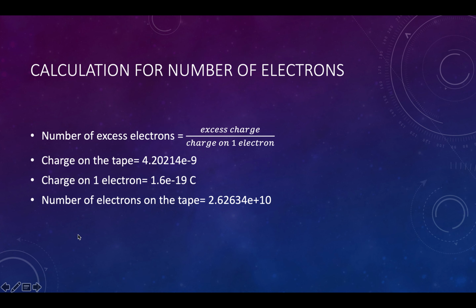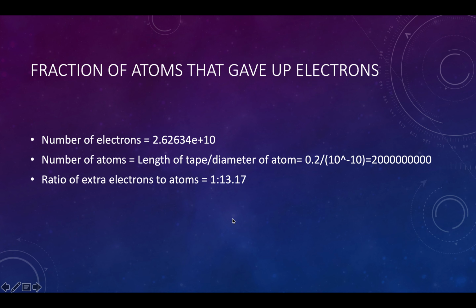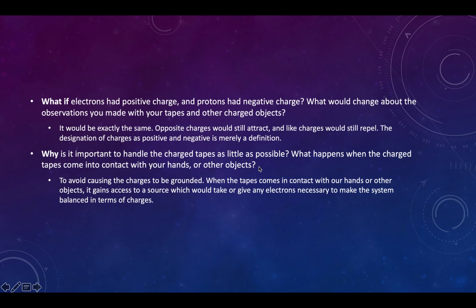To calculate the number of excess electrons, I basically just divided the excess charge by the charge of one electron to get the number of electrons on the tape. And for the fraction of atoms that gave up electrons, I took the ratio of the number of atoms and the number of electrons, and the ratio came out to be 1 is to 13.17.